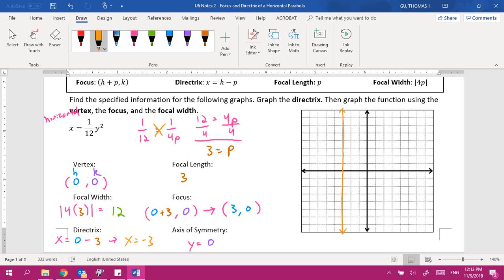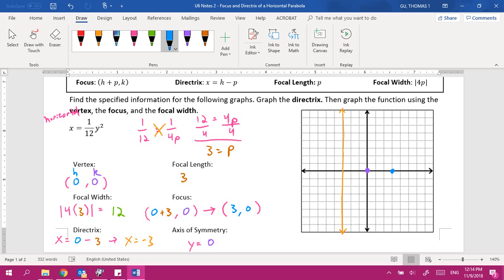Okay, so then what do we want to graph next? The vertex, which is 0, 0. So right here. And then what do we need to graph after that? The focus, which is 3, 0, right here.